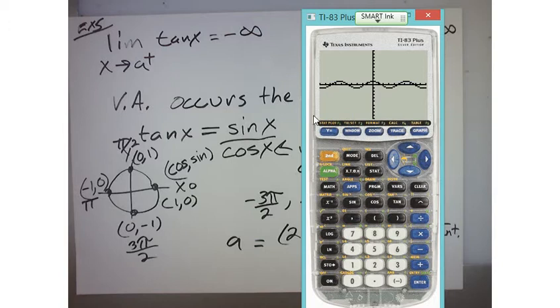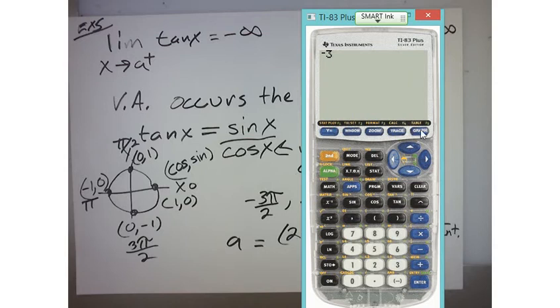Wait, sorry, where'd you get the 9 from? The 9? That's an A. That's the value of A. So if I graph this, tangent of x, we'll see that we have a vertical asymptote that occurs at, pick out any odd integer times pi over 2. 3. Negative 3, all right, great.